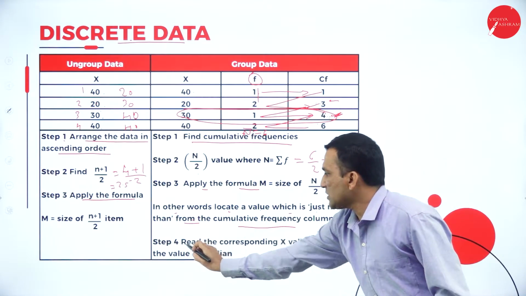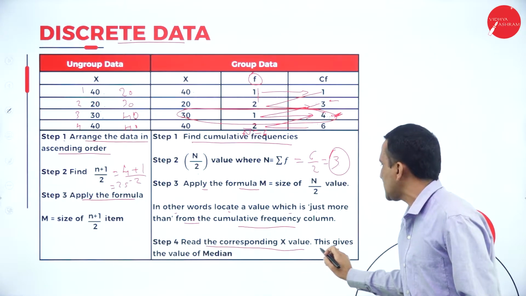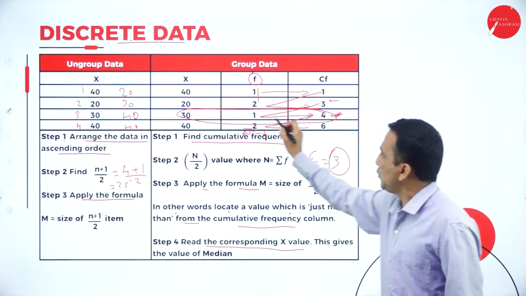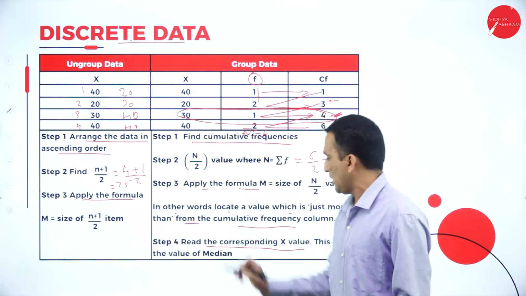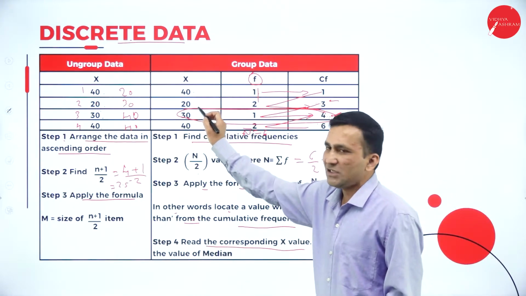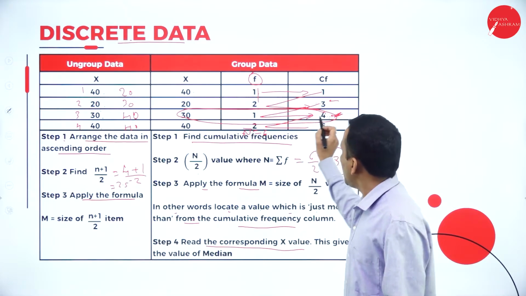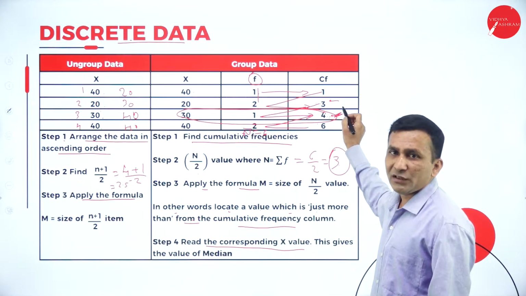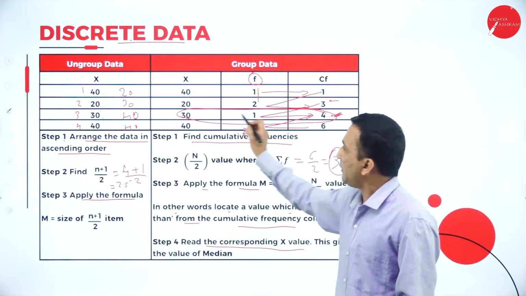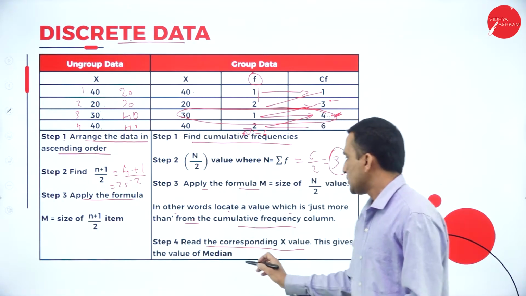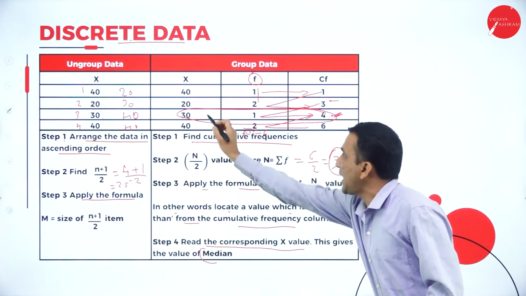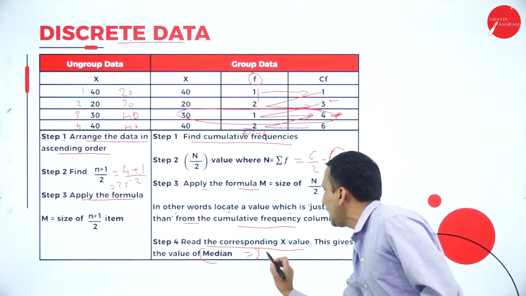Now the fourth step: read the corresponding x value simultaneously. That is your median value. In this problem, it is a format, one sample example. After locating the value more than N by 2 in the cumulative frequency, whatever it is lying in the x series is called the median. In this case, median is 30.